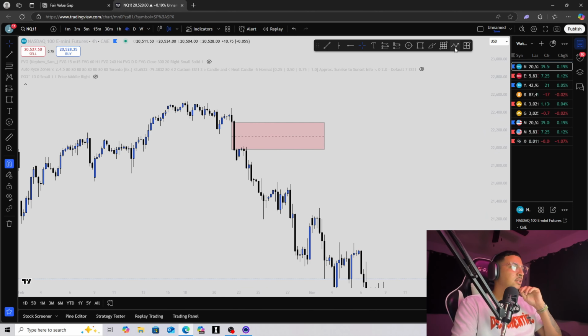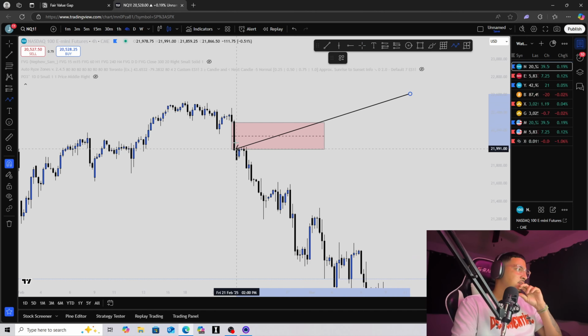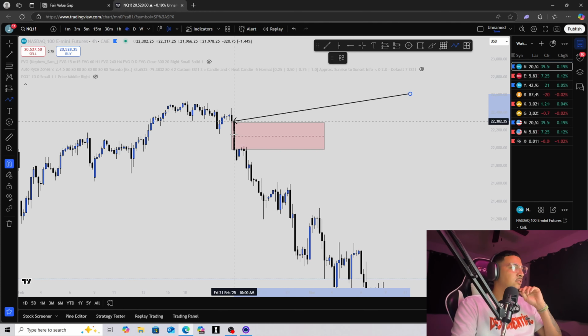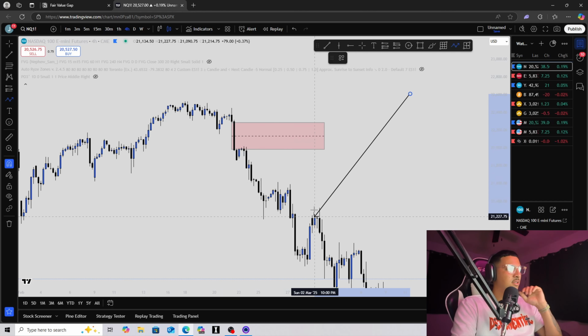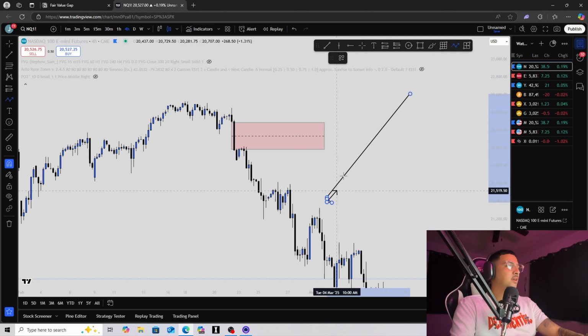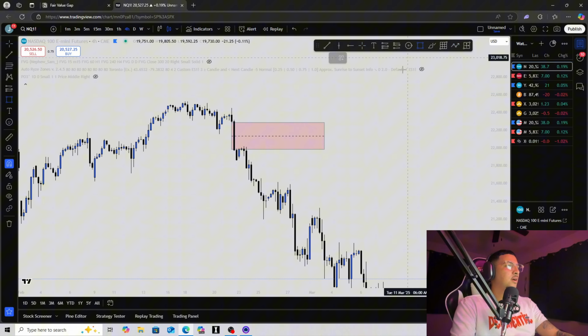What the market did, it shot down and made this big fair value gap, this big imbalance. You don't see any candles in between. You see a big imbalance right there, like a big gap. Market came down and filled it in. It touched it again, and after it touched it, it continued its way down and kept making more fair value gaps. We have another one right here. We have a smaller one right there.